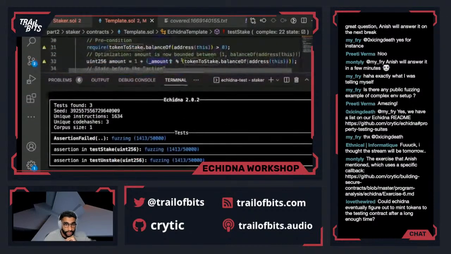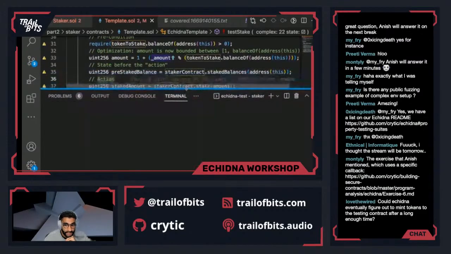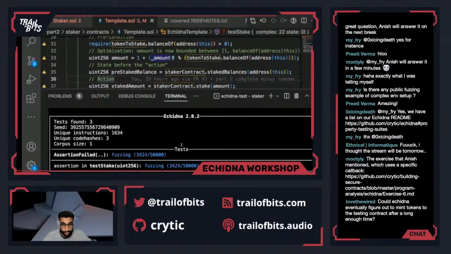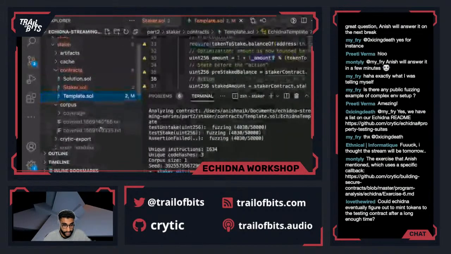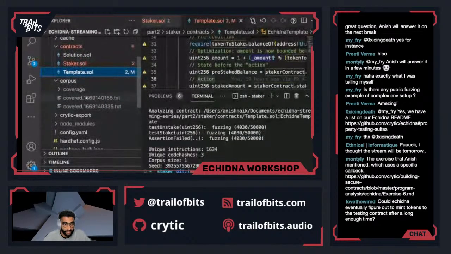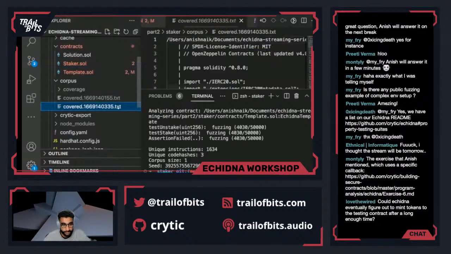Okay, looking good. Still not crashing. Our properties look fine and dandy. Let's go see what our coverage report tells us about it. So as you keep running, more coverage files will show up here. The last one in this directory will be the latest coverage report.